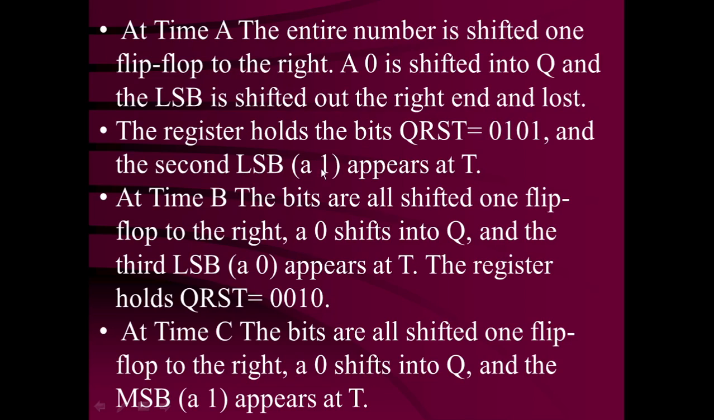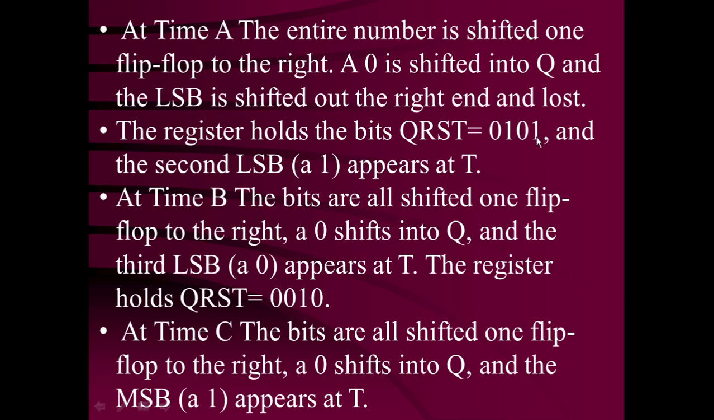And the second LSB, 1, appears at the T flip-flop. At time B, when the second clock pulse occurs, again D is 0. So 0 is entered into the first flip-flop Q, and the entire data is shifted one flip-flop to the right.